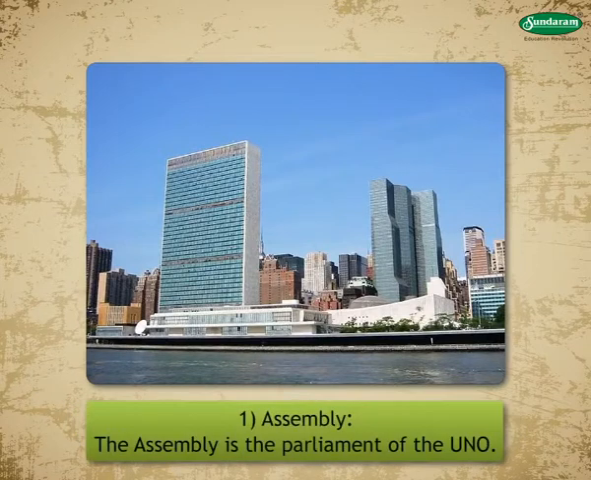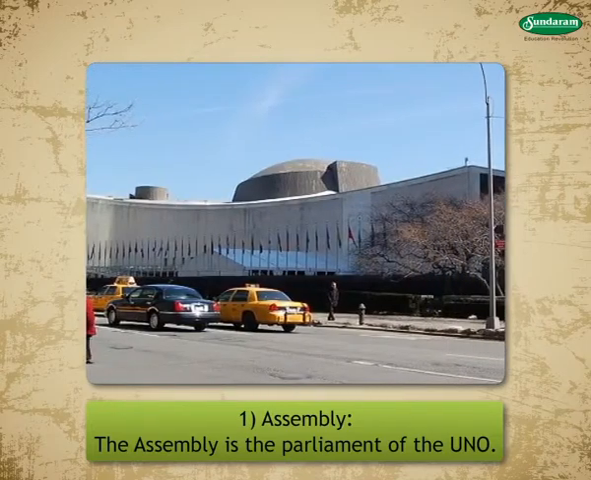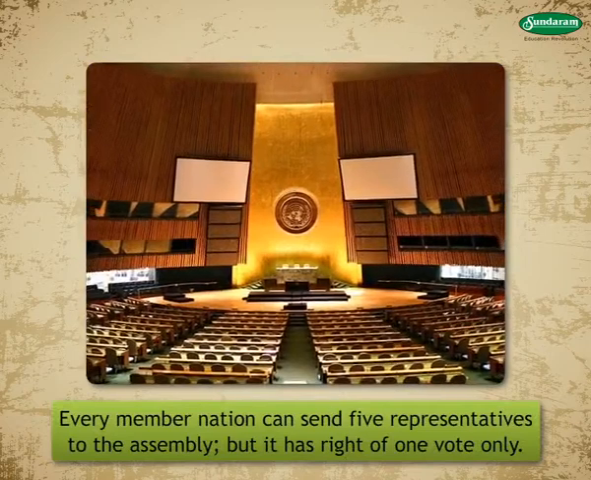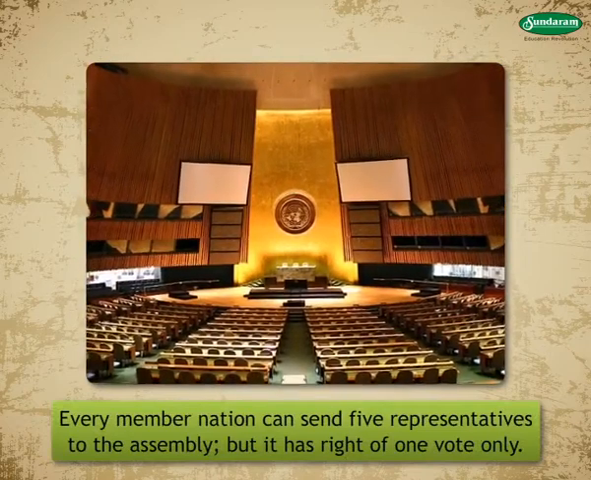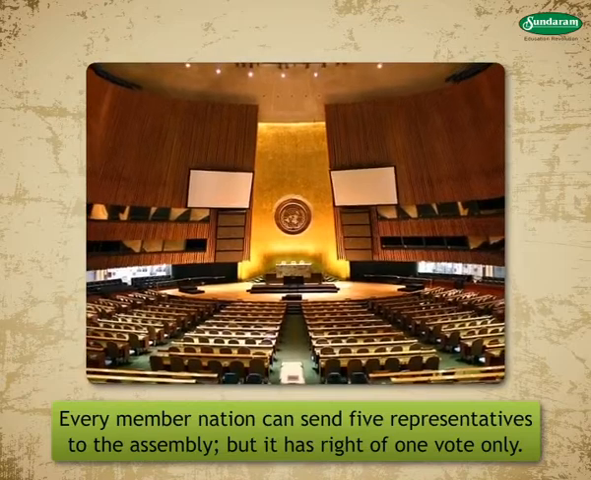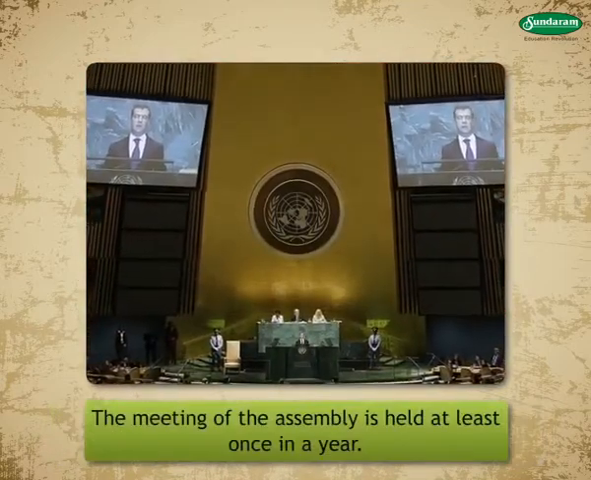1. Assembly. The Assembly is the Parliament of the UNO. Every member nation can send 5 representatives to the Assembly, but it has right of 1 vote only. The meeting of the Assembly is held at least once in a year.